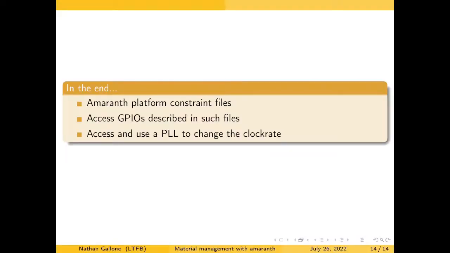During this presentation, you had the occasion to see what an Amaranth platform constraint file looks like. You have learned how to access GPIOs described in such files, and you could probably do the same for other resources described in the constraint file. And finally, you learned how to access and use a PLL to change the clock rate of your FPGA with Amaranth.